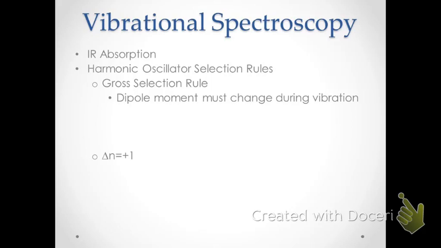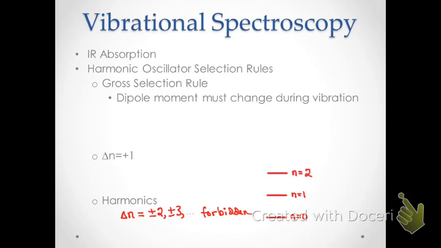The other selection rule is that the quantum number may change by only 1 unit. So it can go from 0 to 1, it can go from 1 to 2, it can go from 2 to 3, but we can't have overtone transitions. Overtone transitions refer to those where we're changing by 2 or more units. Those are forbidden according to the harmonic oscillator. So for example, we consider these energy levels here. The n equals 0 to 1 transition would be allowed, and the 1 to 2 transition would be allowed, but the 0 to 2 transition, which is an overtone transition, would not be allowed.